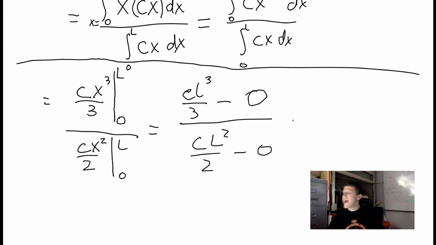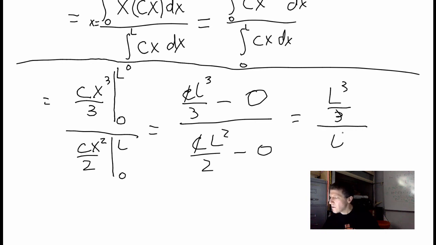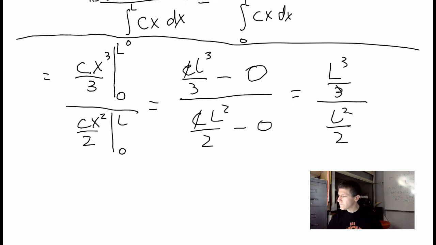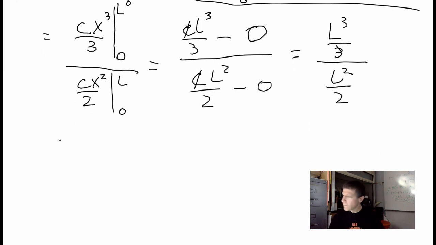So now we get down to brass tacks here. What cancels that we can see? Doesn't matter what C is. Cool. So now, just to simplify this, I've got L cubed over 3, all divided by L squared over 2. What does that give us here? Okay, so I think you're right there. This is like multiplying by 2 over L squared.